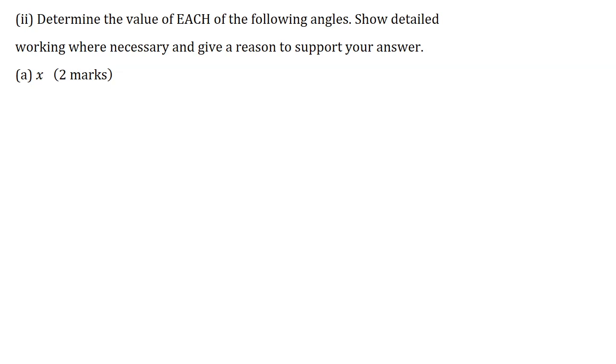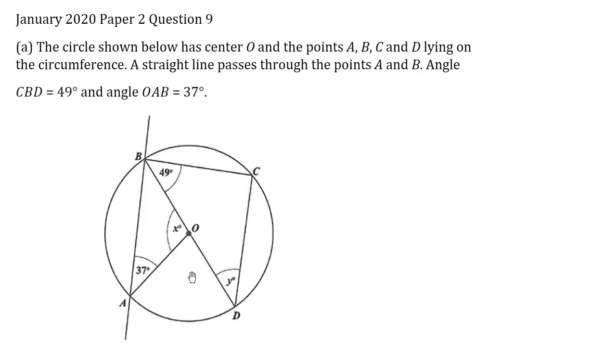Part 2. Determine the value of each of the following angles. Show detailed working where necessary and give a reason to support your answer. Part A. X for 2 marks. Now in our diagram, this here is angle X. Notice here that OA and OB are radii of the circle. And we could see here that triangle AOB is an isosceles triangle. Now we know that in an isosceles triangle, the base angles are equal. So I could say here that angle OBA is equal to 37 degrees.